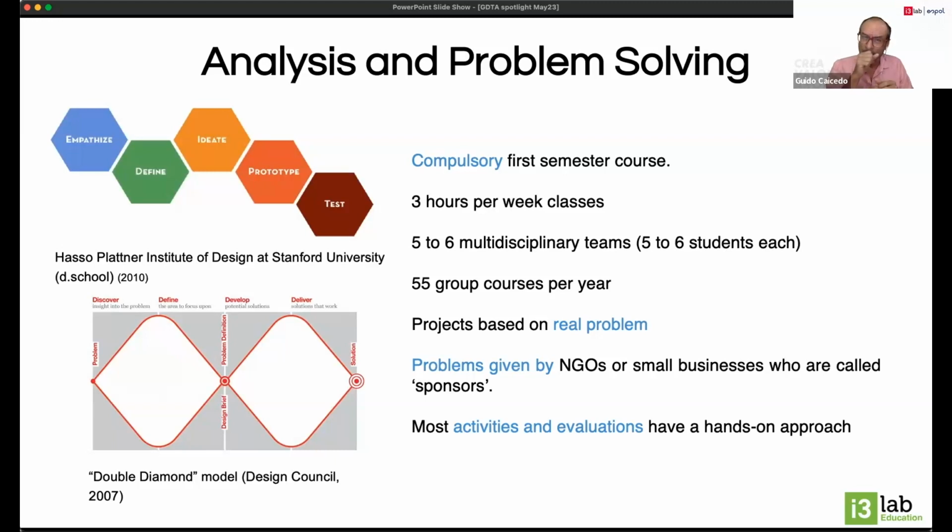The students work in teams, like 5 to 6 teams of 5 to 6 students each. We got like 55 group courses per year, and the projects are based on real problems given usually by NGOs or small businesses, sometimes even bigger companies, and most activities and evaluations have a hands-on approach.